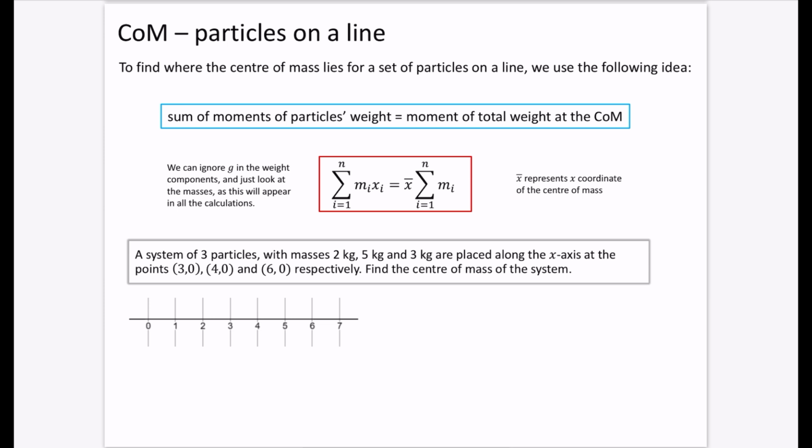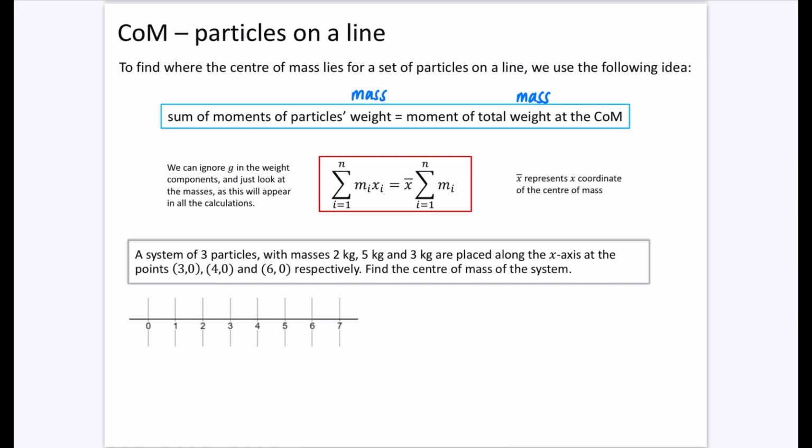Now when we do these calculations, I've said that it's weight up here, but actually we're probably never going to do them with weight. We're probably instead just going to be doing it with mass, because in all of the calculations there would be the g component of everything to do with the weight, so they would cancel out across all of these things that we've got here. So we can ignore g in the weight components and just look at the masses, as this will appear in all the calculations. So let's just quickly think about how you find a moment.